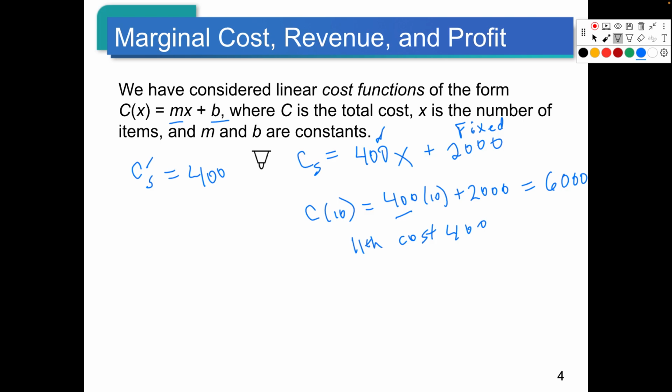The thing on these questions that sometimes gets confused, because sometimes in the homework they're going to ask this, is how would I calculate the average cost? Let's go back to 10 sneakers. How would I calculate the average cost of those 10 sneakers?